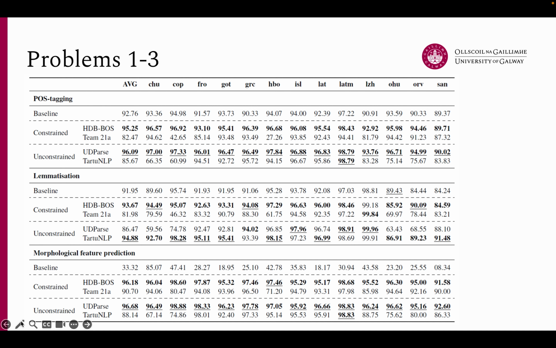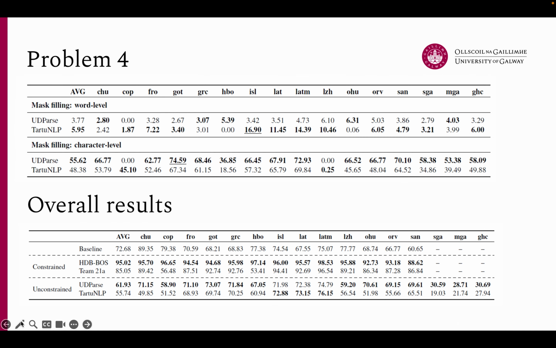This table shows the results for problems 1 to 3 for both constrained and unconstrained tracks and compares them to baselines. The winner of each track is marked in bold and the overall best result is underlined. The team names are as provided by participants except HDB POS, which stands for Heidelberg Boston. The top table shows the results for problem 4. The winner is marked in bold and the absolute best result across all languages is underlined. The bottom table shows overall results averaged across all problems for a given language. The winner for each setting, constrained or unconstrained, is marked in bold.